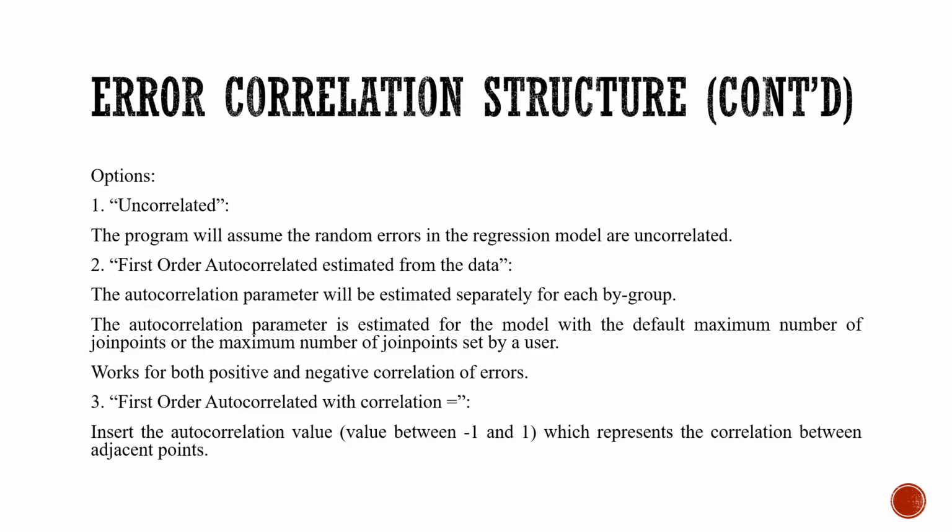The option first order autocorrelated with correlation equals is to insert the autocorrelation value, which is between -1 and +1, of course. This represents the correlation between adjacent points.